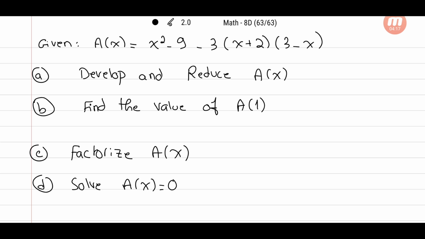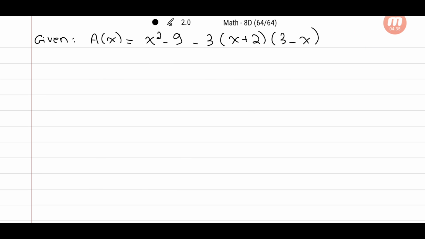Now in today's lesson I'm going to solve this exercise. Given A(x) = (x² − 9) − 3(x + 2)(3 − x). Part A, develop and reduce A(x). So I need to develop it. So A(x) equals: I don't expand, I don't factorize, I leave x² − 9, and I leave −3, and I expand these two parentheses to make it one parenthesis.